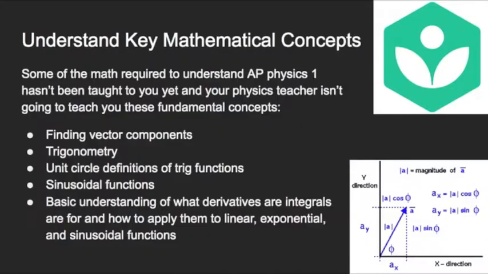For AP Physics 1, there is a lot of math involved, and if you're taking Algebra 2 at the same time that you're taking Physics 1 like I did, there's going to be a lot of math that you don't know, but your physics teacher just expects you to know it. Like finding vector components, trigonometry, unit circle definitions of trig functions, and sinusoidal functions. Those are taught maybe at the end of Algebra 2 or during your pre-calculus course, so if you don't know those, you could just go on Khan Academy and get a basic understanding of them. You don't really need a deep understanding of these concepts, you just need to know the basics.